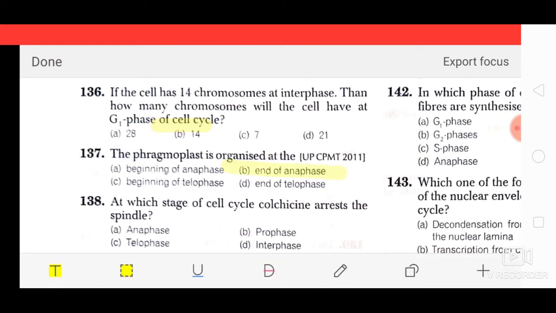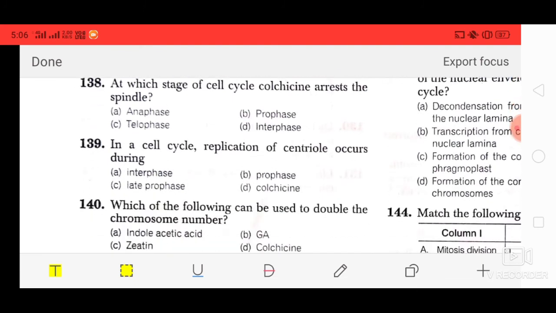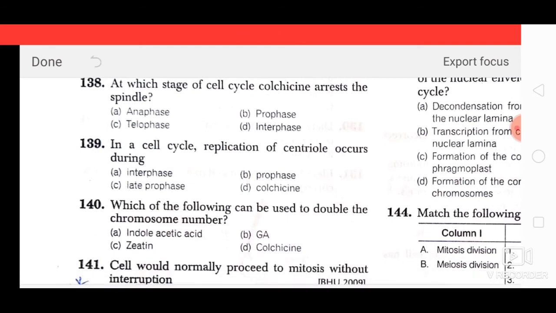Next is, at what stage of cell cycle colchicine arrests the spindle? The options are A anaphase, B is prophase, C is telophase, and D is interphase. And the correct answer of this question is anaphase, that is option number A.